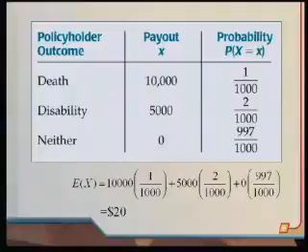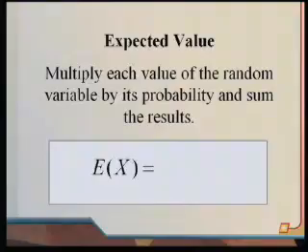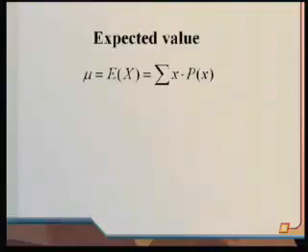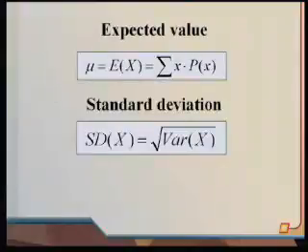Right now, though, let's look carefully at how we calculated this mean. Here's the formula for the expected value. Each value of the random variable is multiplied by its probability. Then we sum them all. That's the expected value of the random variable x. It's also mu, the population mean. Of course, once we know the mean, we want to find the standard deviation too. That's the square root of the variance, as you've learned earlier in this course.